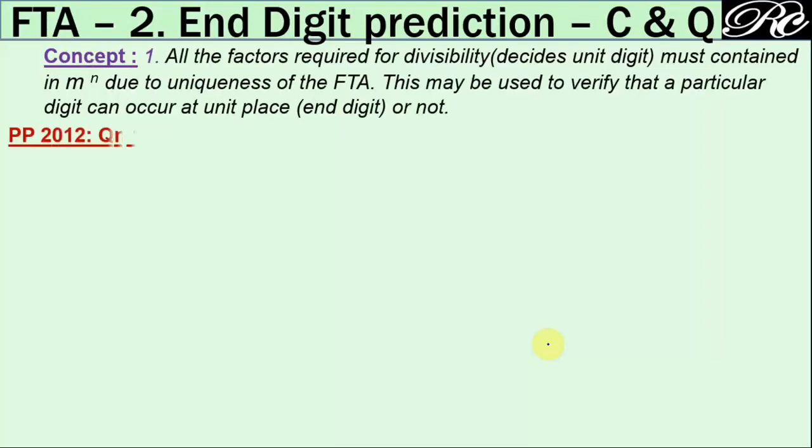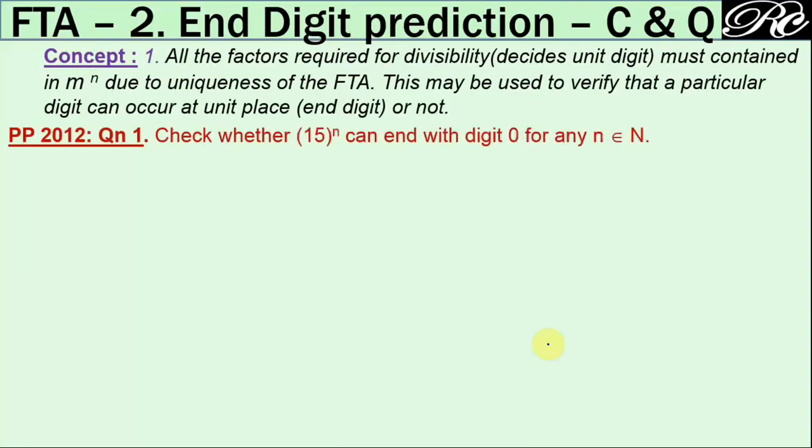The unit digit of an exponent can be predicted. Unit digit means the ones digit. For that, it is based on the uniqueness of the fundamental theorem of arithmetic. So all the factors required for divisibility that decide the unit digit must contain m to the power n due to the uniqueness of the fundamental theorem of arithmetic. This may be used to verify whether a particular digit can occur at the unit place or not.